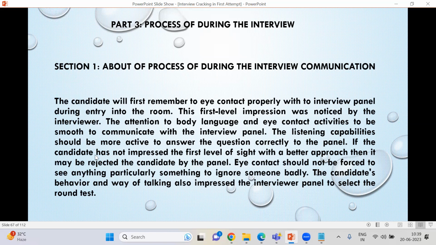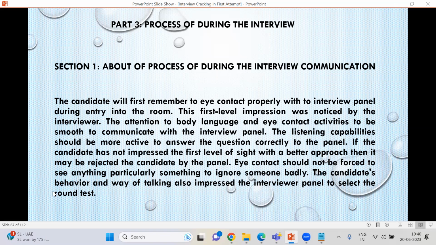If the candidate has not impressed at the first level of sight with a better approach, then the candidate may be rejected by the panel. Eye contact should not be forced, particularly to ignore someone badly. The candidate's behavior and way of talking also impress the interview panel to select them for the round test.